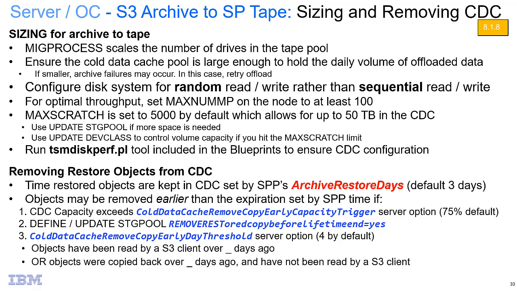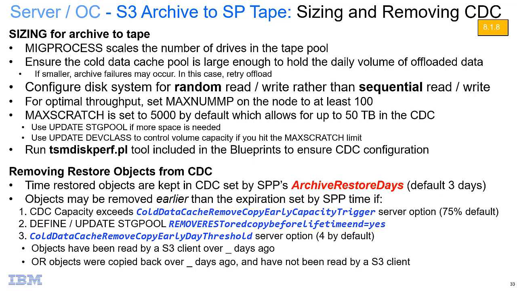When you're looking at sizing the cold data cache, the first thing to note is that the MIG process is going to scale the number of drives that's used in the tape pool when we do the migration from the cold data cache out to tape. And you want to ensure that the cold data cache pool is going to be large enough to hold your daily volume of offloaded data from Spectrum Protect. So you need to consider the sizing for your cold data cache.